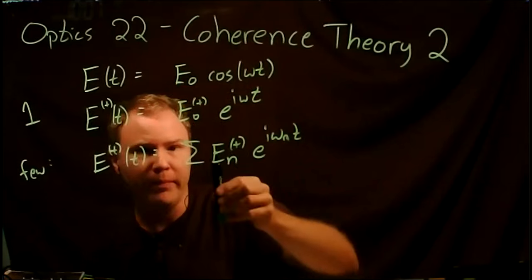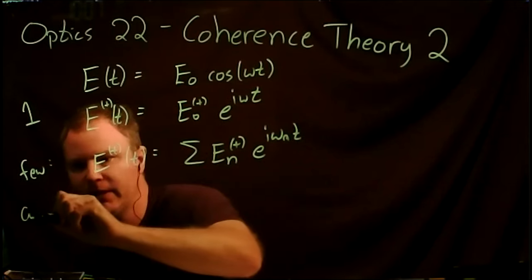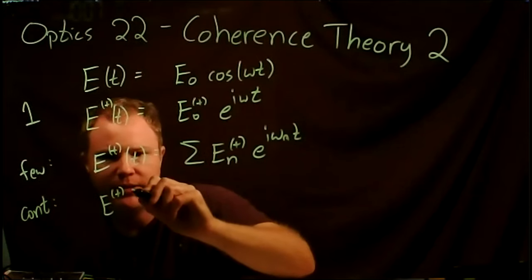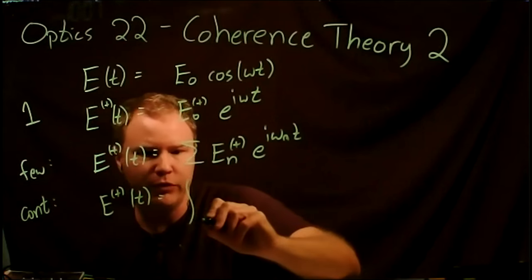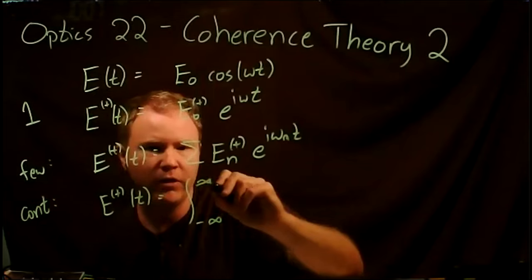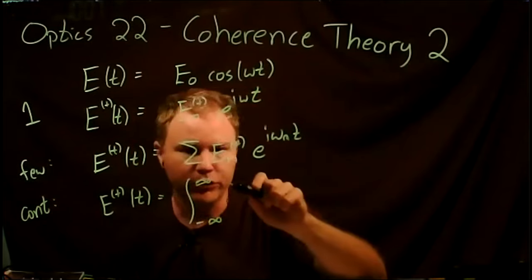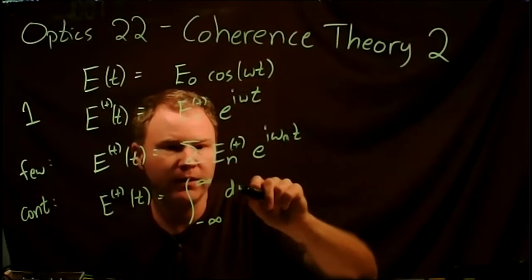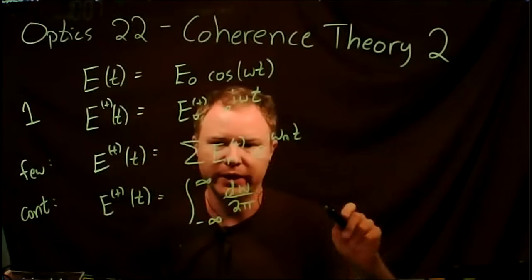But if you imagine having a sum of individual frequencies, the generalization of this, the continuous frequencies, we would write as E plus of t equals not a sum, but an integral from minus infinity to infinity over all of the frequencies. And I could either do df if I wanted to write it as real frequencies, or I could do d omega over 2 pi if I wanted to change variables from df to omega.